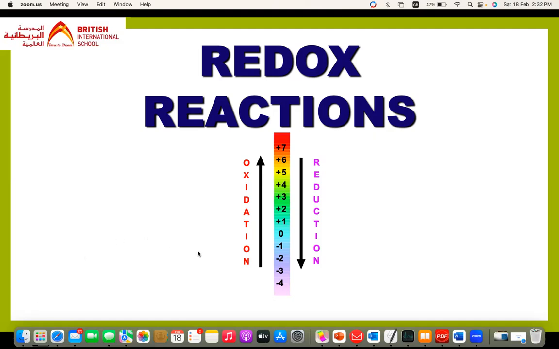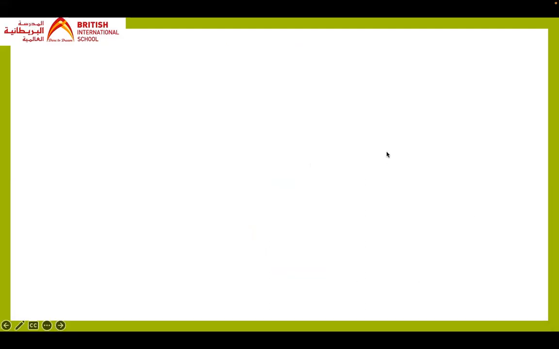And just because of the difference in oxidation state, you can find whether there is oxidation or reduction with that element. So if the oxidation state is increasing, oxidation. If the oxidation state is decreasing, reduction. Okay, so yes.